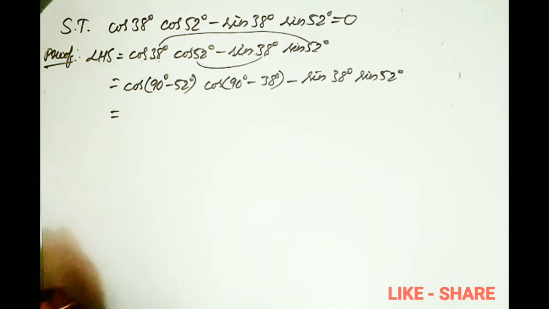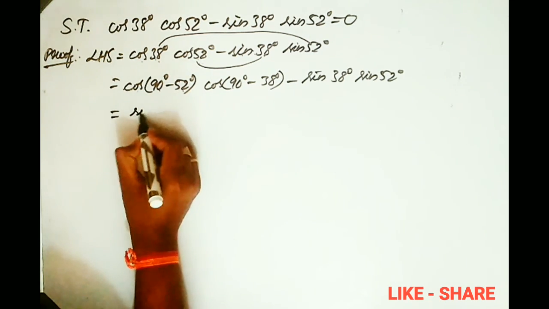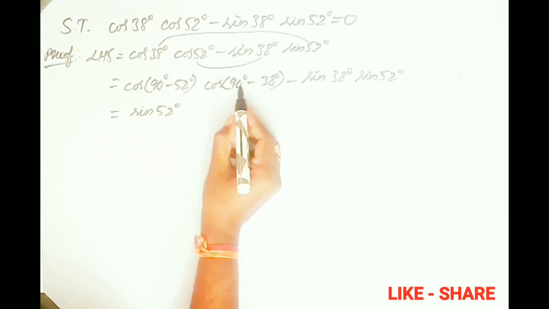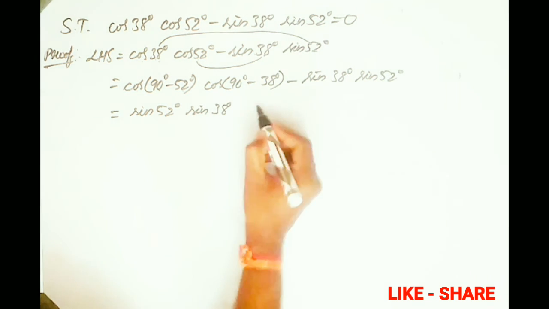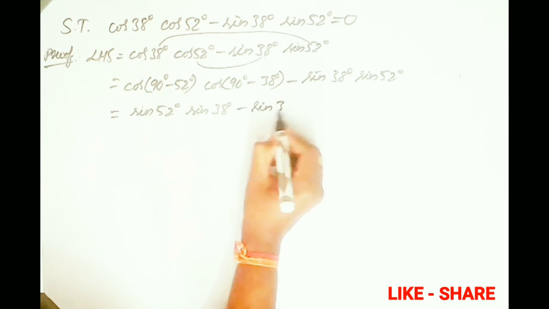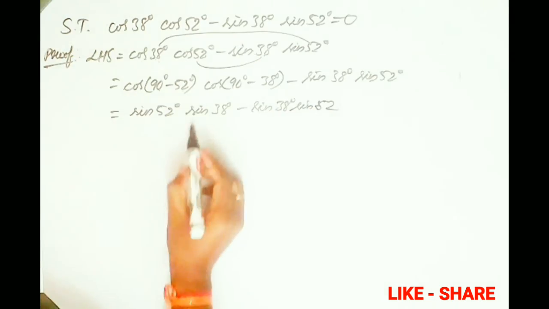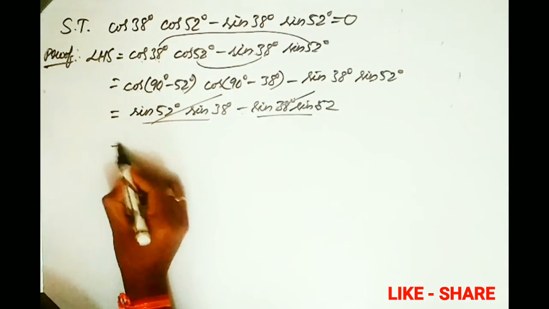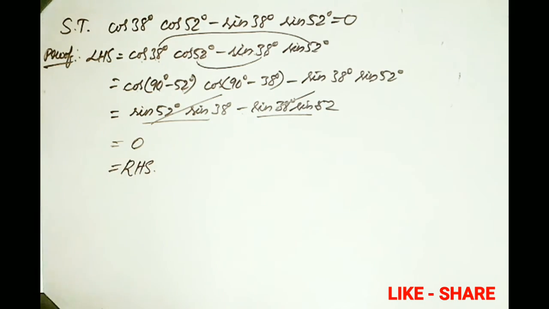Then cos (90 degrees minus A) means sin A. So we can write this one as sin 52 degrees. And cos (90 degrees minus A) is again sin A. So sin 38 degrees into sin 52 degrees minus sin 38 degrees into sin 52 degrees. See, this is having a negative sign and this is having a positive sign. These two are same, so we can cancel out these two. We will get 0 and it is equal to RHS. Hence we prove.